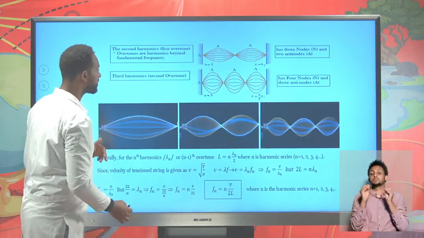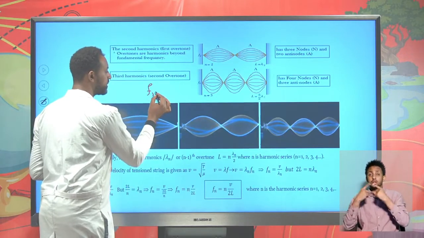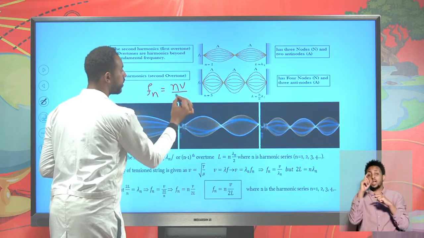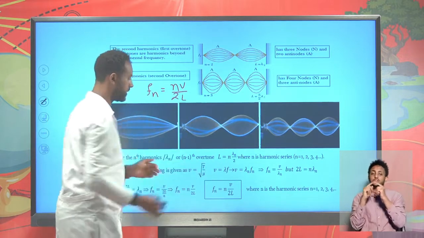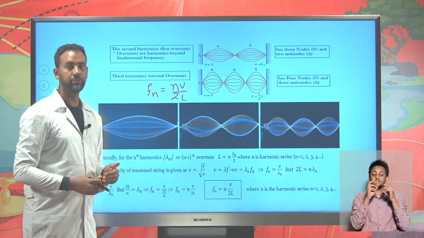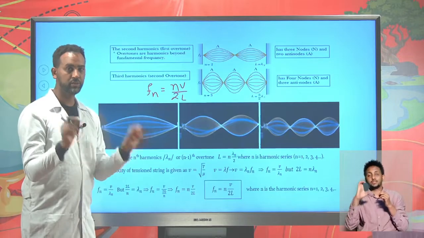So the mathematical expression for the string which is fixed at both ends, the nth harmonic can be determined as n times v over twice the length L. This is how we express the frequency of the harmonics of a string which is fixed at both ends.